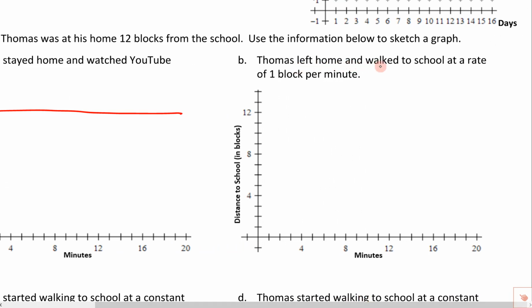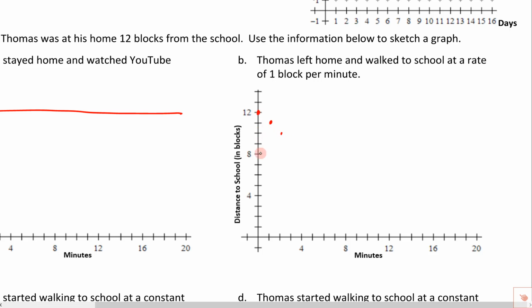It says Thomas left home and walked to school at a rate of 1 block per minute. So if he walks to school, and notice this is scaled with minutes over here, so 1 minute, 2 minutes, 3 minutes, 4 minutes, and so forth, and these are blocks to school, so 1, 2, 3, 4, and so forth. So he starts off 12 blocks from school, and then he walks at a rate of 1 block per minute. So he's going to do 1 block closer to school in 1 minute, another block closer to school in another minute, and so forth. So this is basically going to go down in a stair-step pattern.